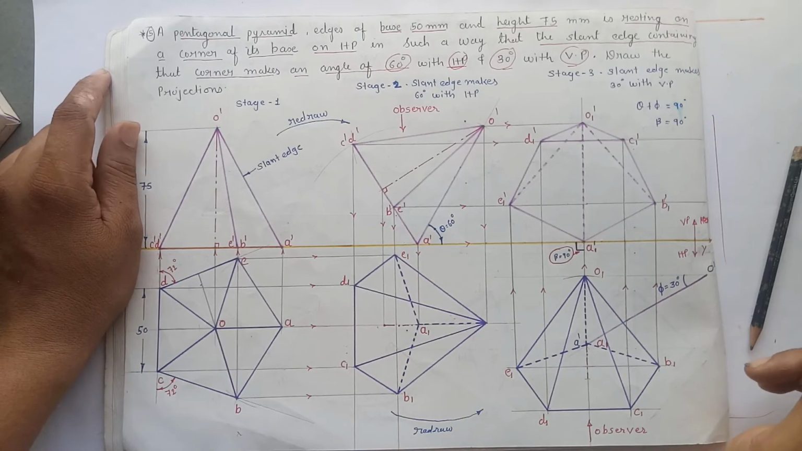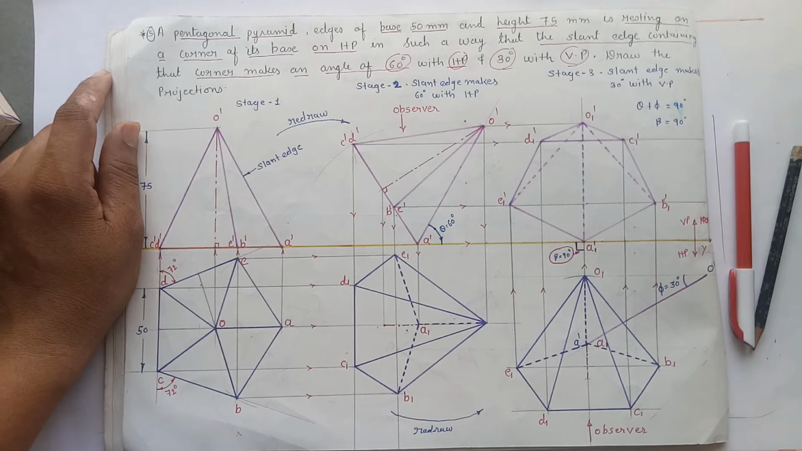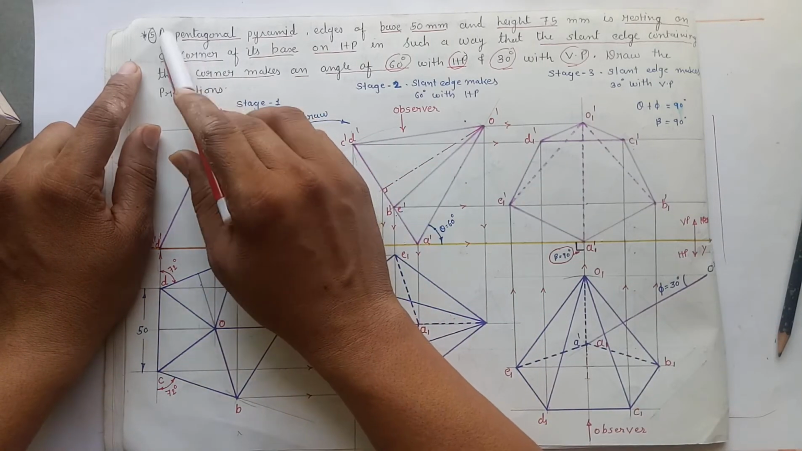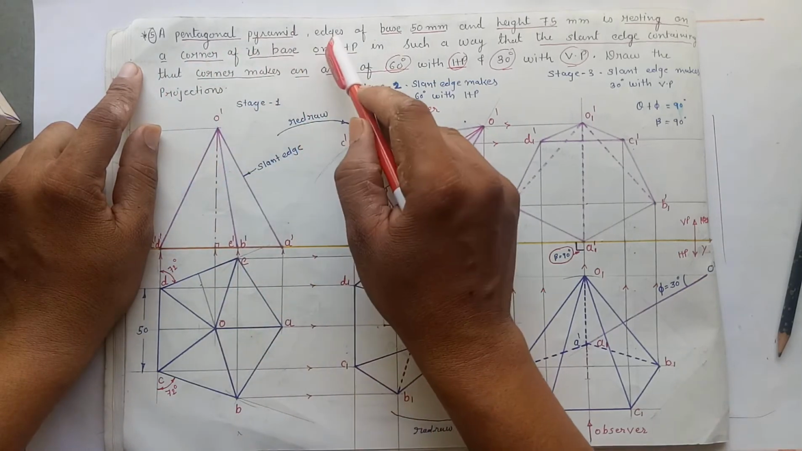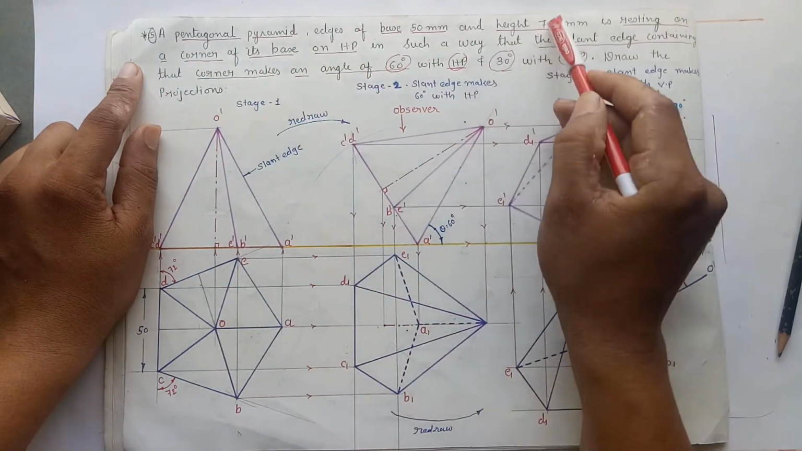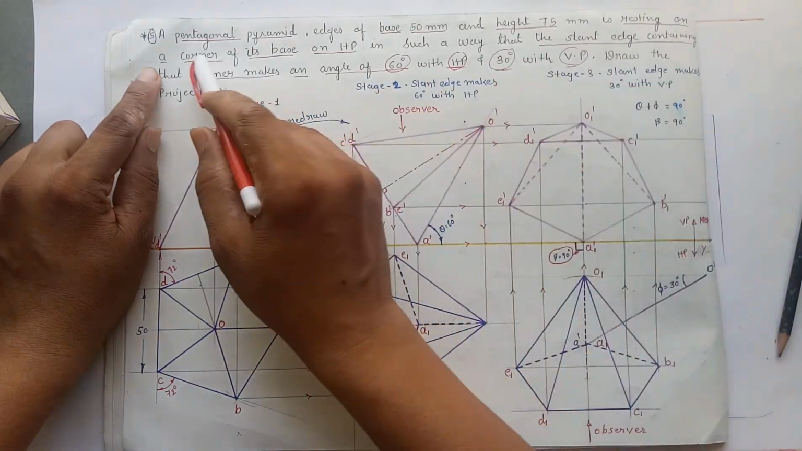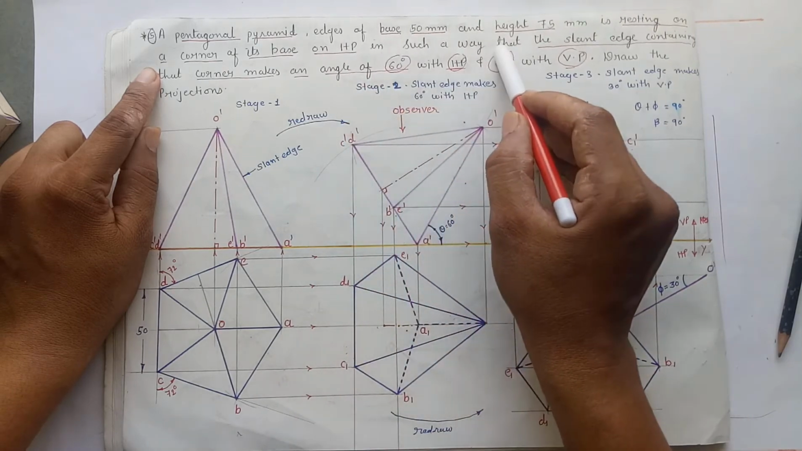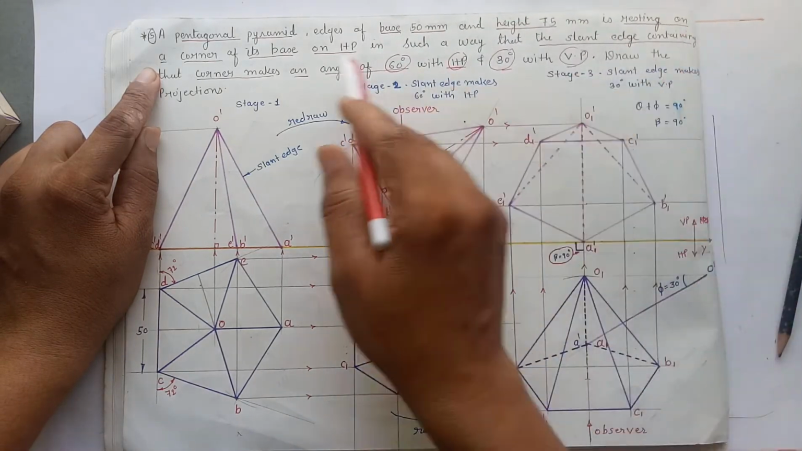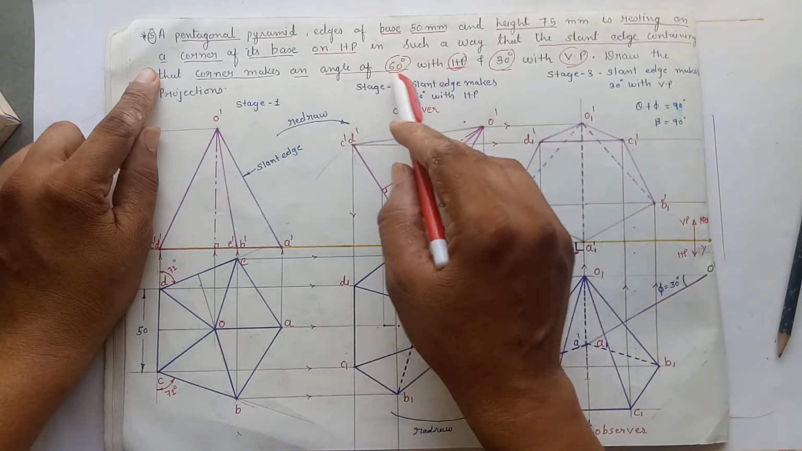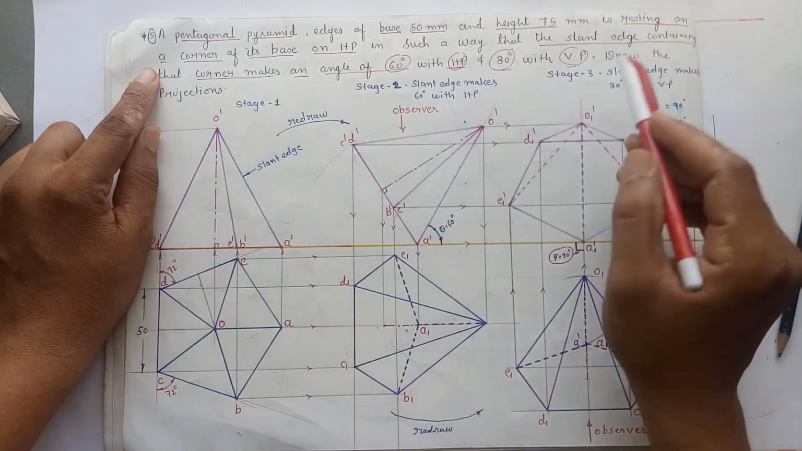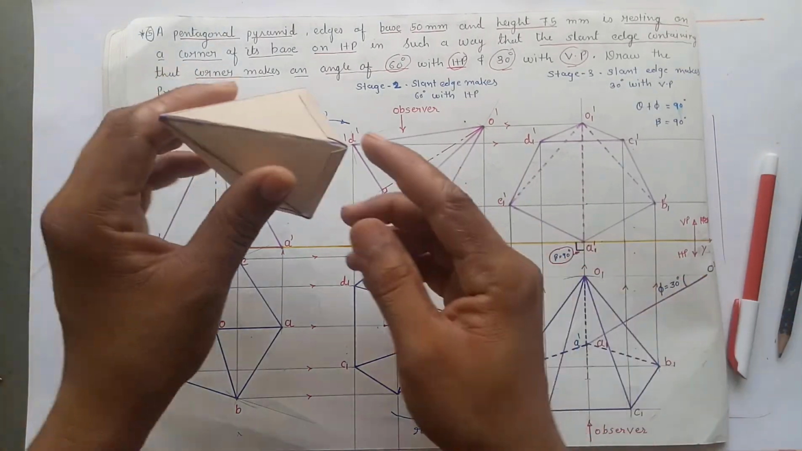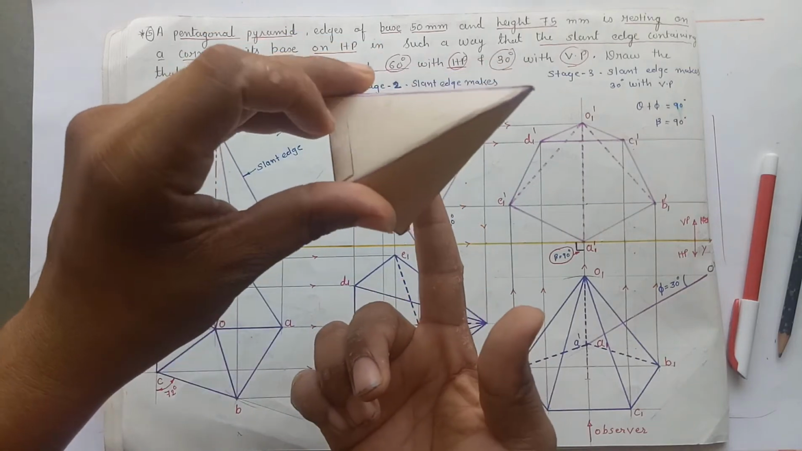Hello everyone, let us do one another example of projection of solids. So here is the statement of the example. A pentagonal pyramid, edge of the base 50 mm, height 75 mm, is resting on a corner of its base on HP in such a way that the slant edge containing that corner makes an angle of 60 degree with HP and 30 degree with VP. Draw the projections. So here the pyramid is resting on its corner on HP.